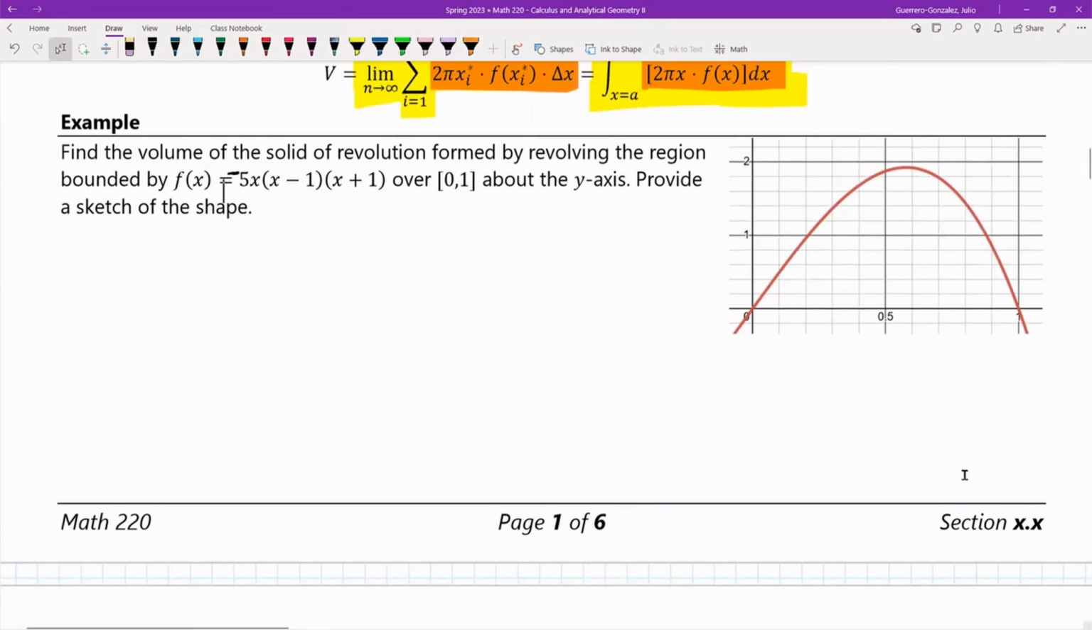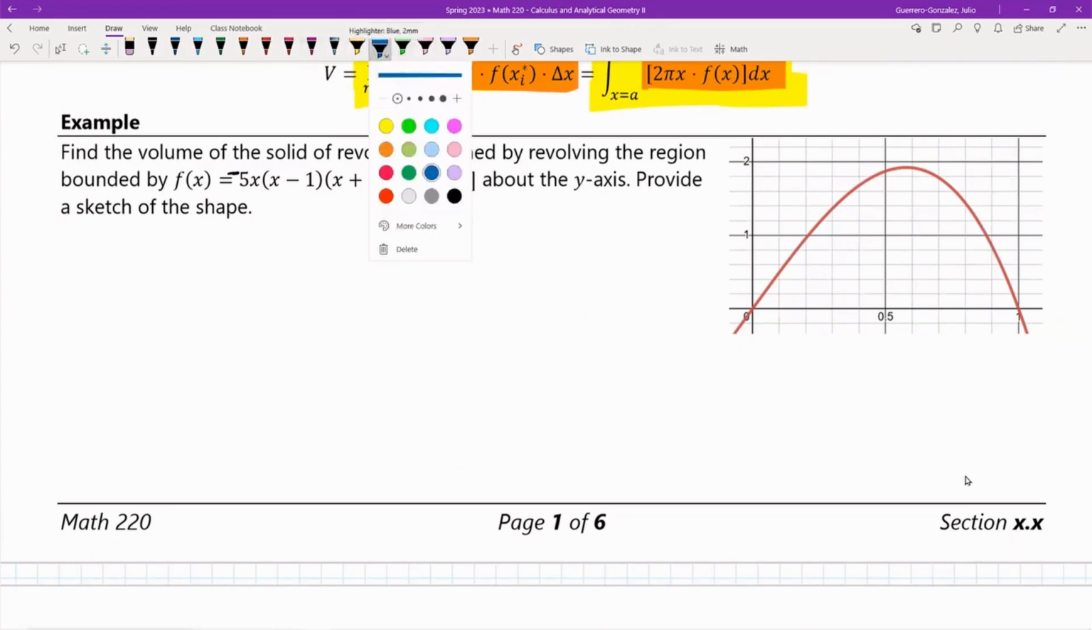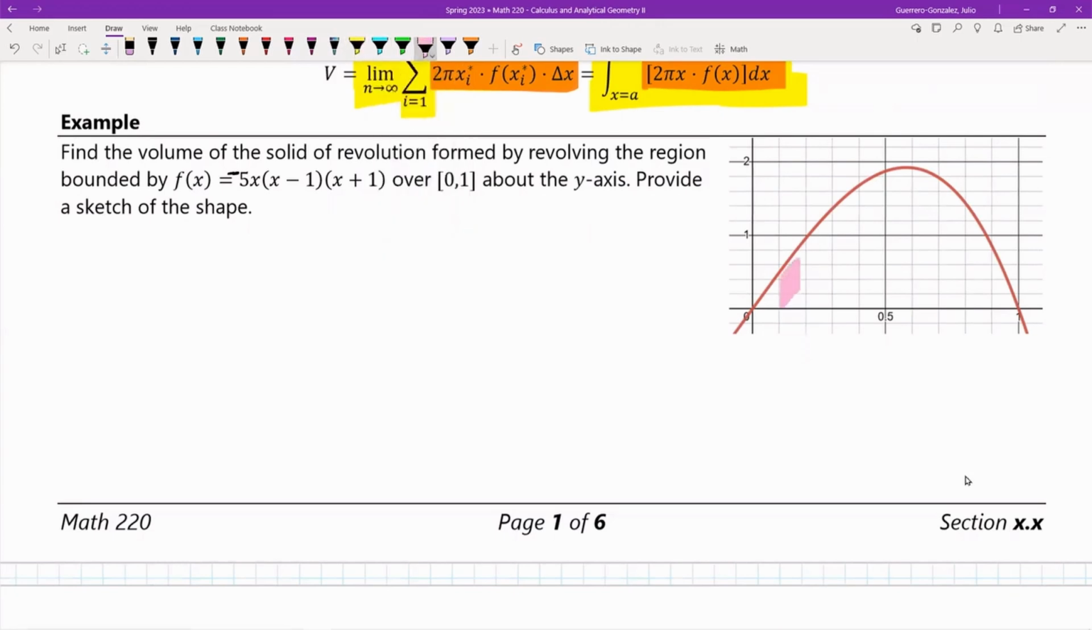Suppose we want to find the solid of revolution formed by revolving the region bounded by that thing over 0, 1 about the y-axis. So we want to spin this way. We want to grab this shape. We know this is the region that we really care about. We want this region right here, highlighted in pink, all of it, right? And we want to spin it around the y-axis. So we want to do this.